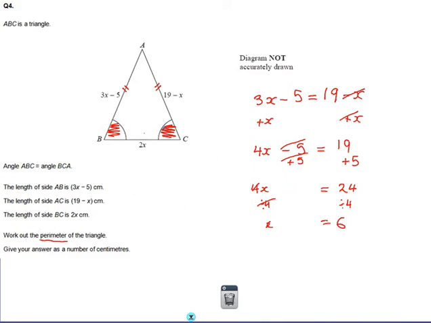So if x is 6, 2x is 12 centimeters. 19 minus x is 19 minus 6, which is 13 centimeters. And this side should also be 13, but let's just check. So 3x, 3 times 6 is 18. Take away 5 is also 13 centimeters. Now the perimeter is adding all these up. So 13 plus 13 is 26, plus 12 is 38 centimeters. So 38 centimeters is the perimeter of this triangle.